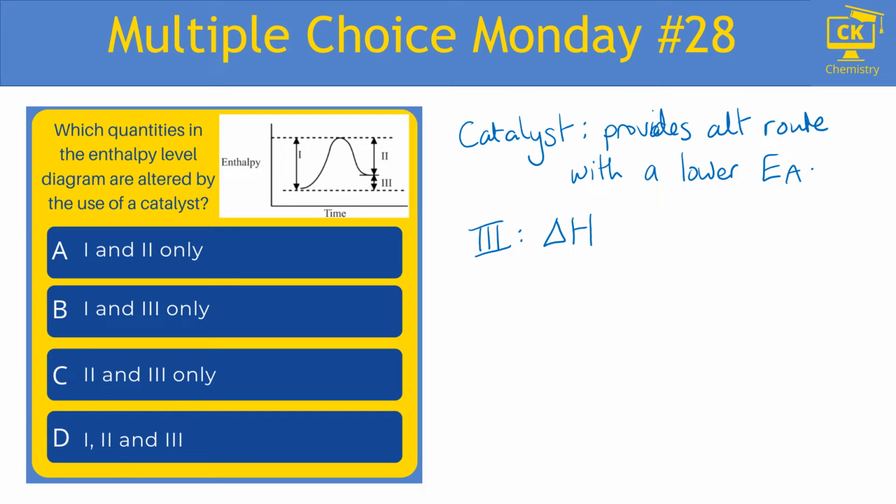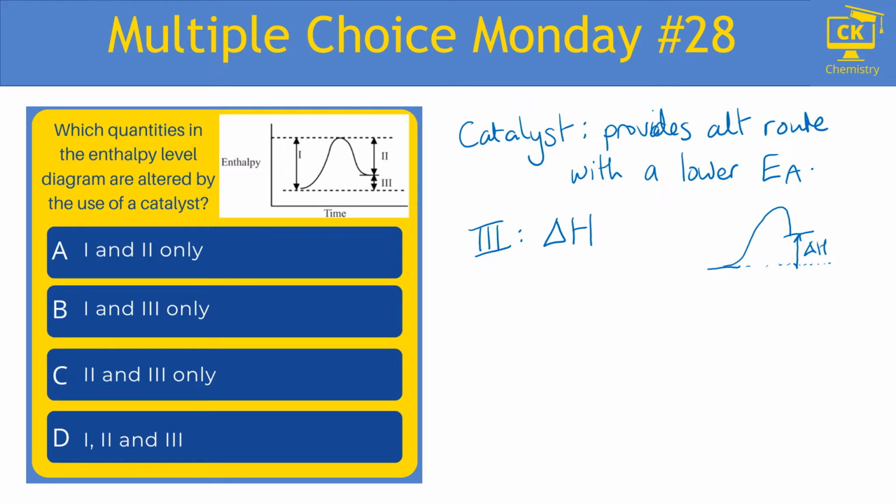So arrow number 3 represents delta H. It's an endothermic reaction. So we're going up, the products are higher in energy, and that there is my positive value for delta H for the reaction. Now, we should have it totally drummed into our heads that delta H is not changed by a catalyst.